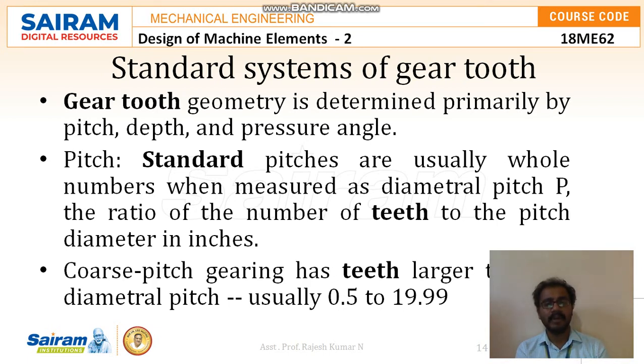So the gear tooth geometry is determined primarily by pitch, depth, and pressure angle. These are the three very important parameters we need to remember, particularly when we speak about the gear tooth. The standard pitches are usually whole numbers when measured as the diametrical pitch, capital P, the ratio of the number of teeth to the pitch diameter in inches. In the nomenclature portion, I will discuss in detail what the pitch and other things are. Moving to the next one, coarse pitch gearing has teeth larger than 20 diametrical pitch, so usually 0.5 to 19.99.